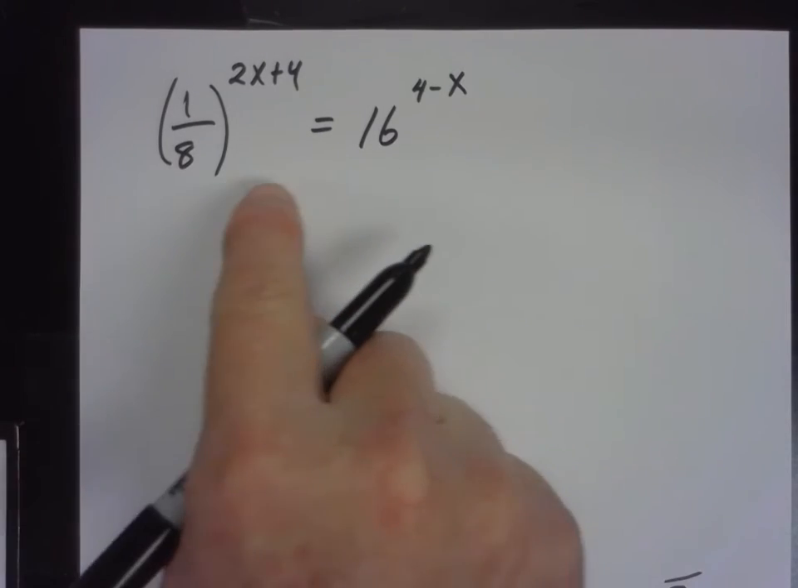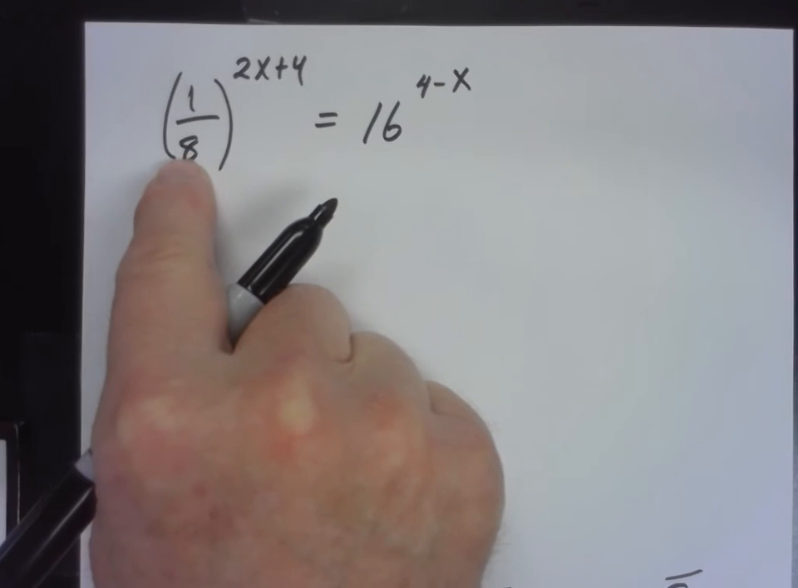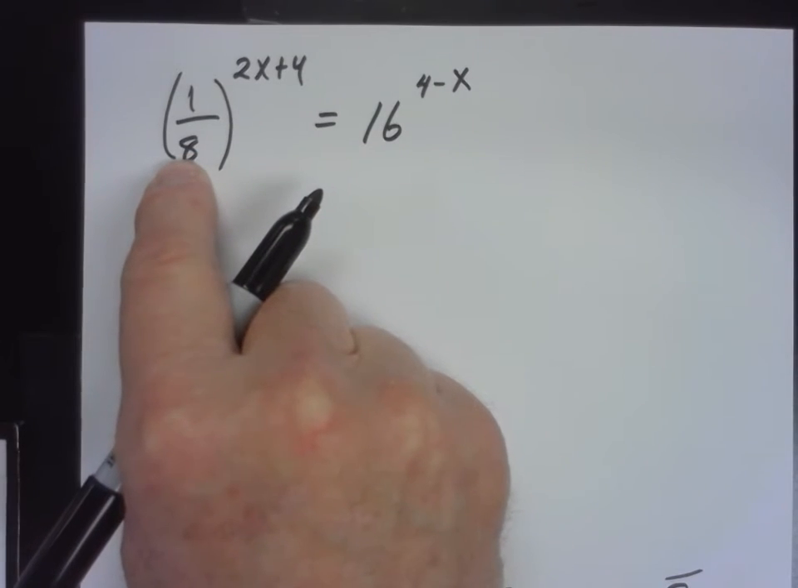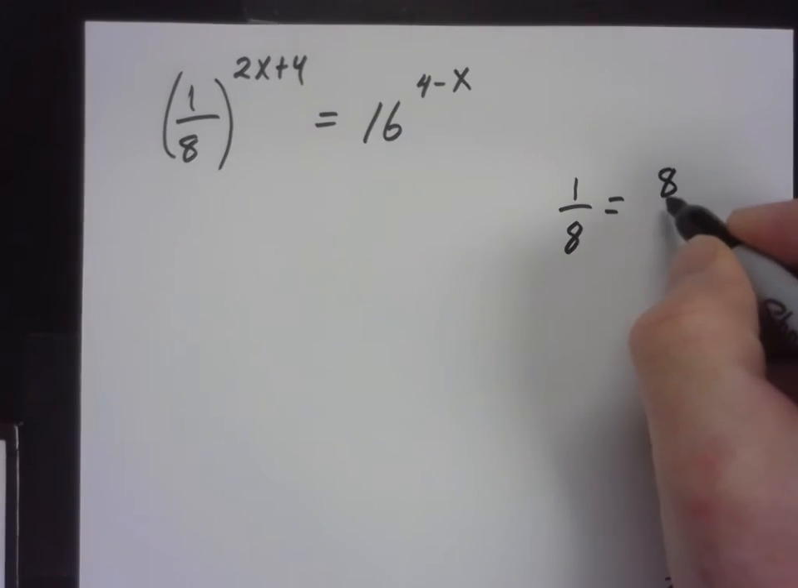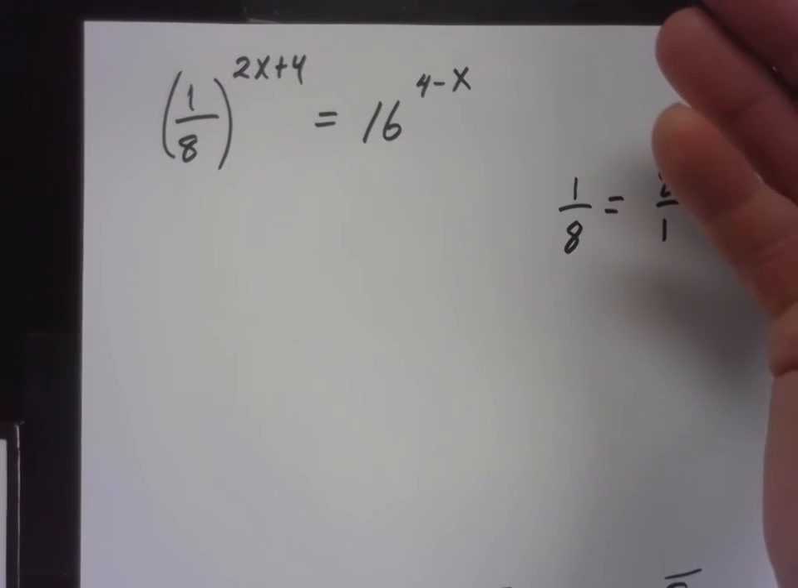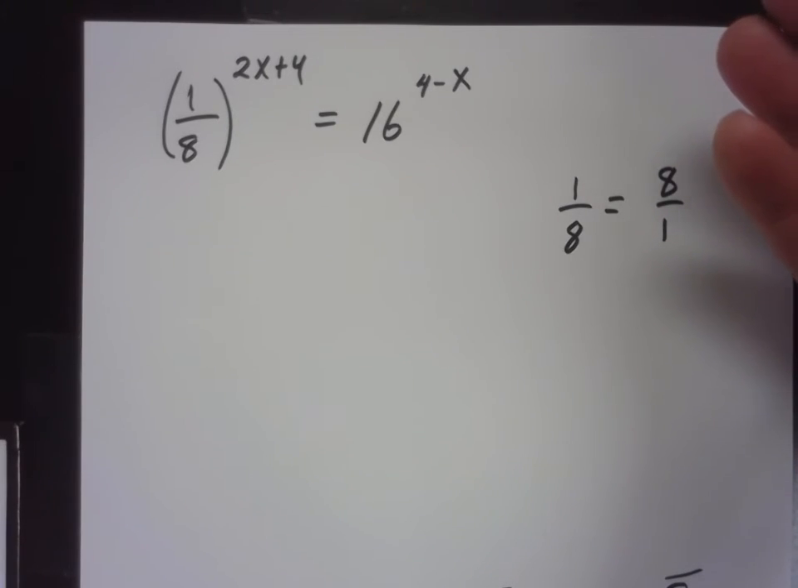Do you guys like this to be a fraction and this to be a whole number? Is there a way I can write that so it's not an eighth, so I could write it as 8 to some power? Does 1/8 equal 8 over 1 to some exponent? Yeah. What exponent is it? -1, yeah. -1.